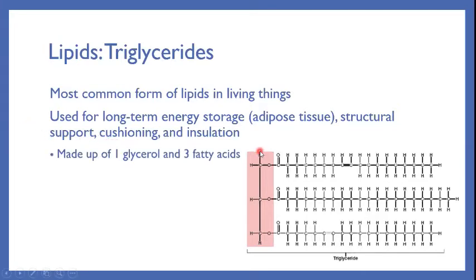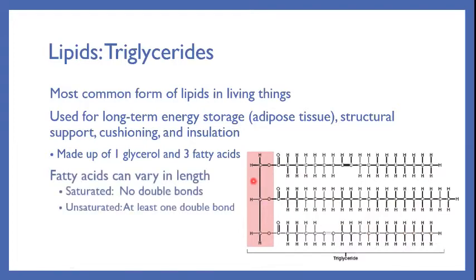Now, a triglyceride is going to be made of 1 glycerol and 3 fatty acids. Here's 1, 2, 3. Now, the length of the fatty acid is going to vary. They can be very long or they could be very short. Fatty acids are called either saturated or unsaturated based on the number of double bonds they have.